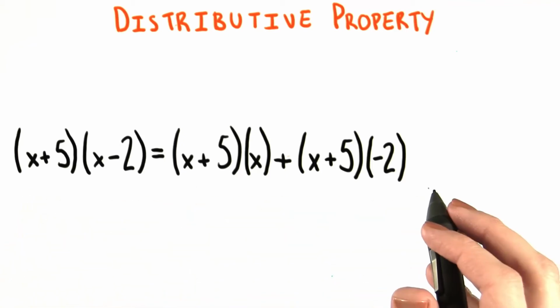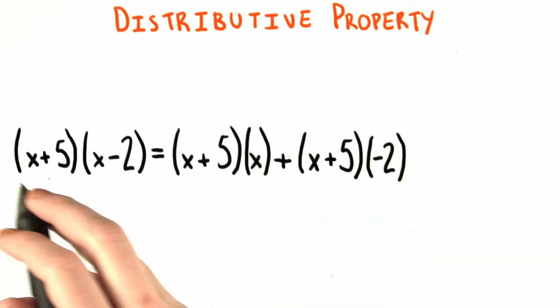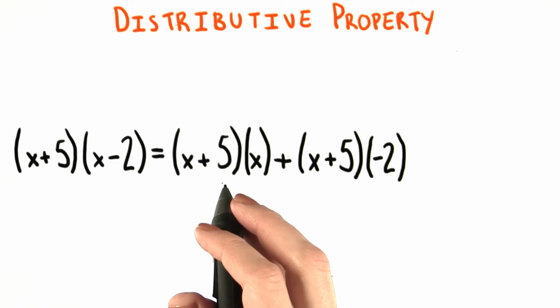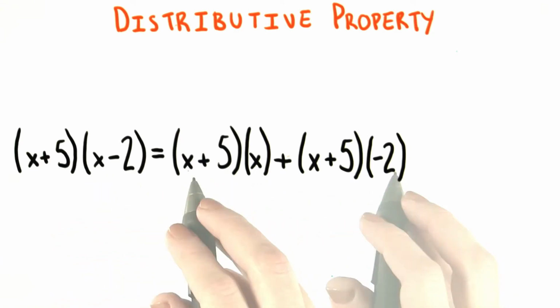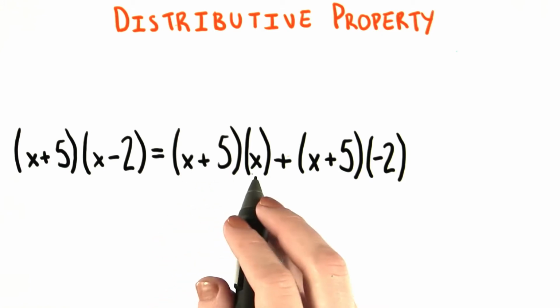So here's how far we've gotten. We have our first polynomial factor, x plus 5, treated as a block, and it is multiplying each of the terms inside the second set of parentheses. So the next step is to apply the distributive property once again.